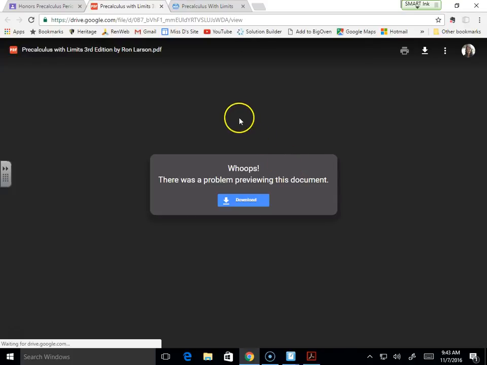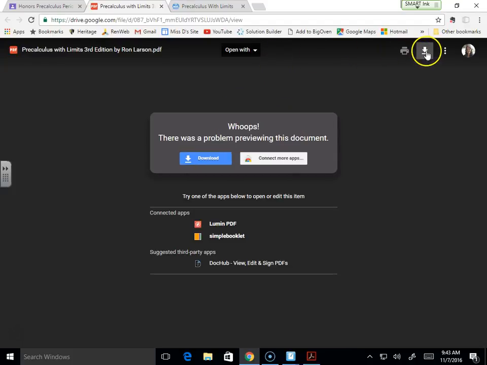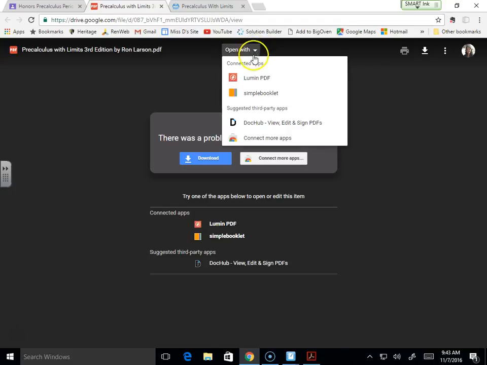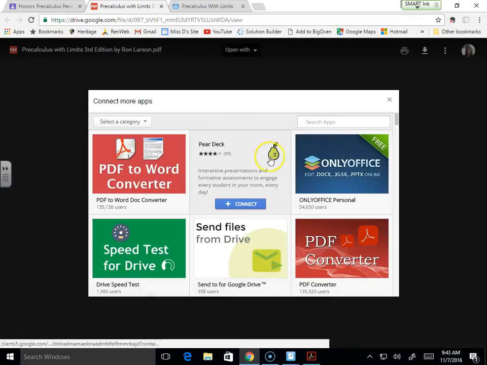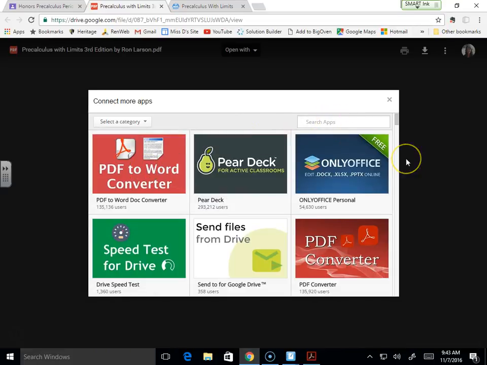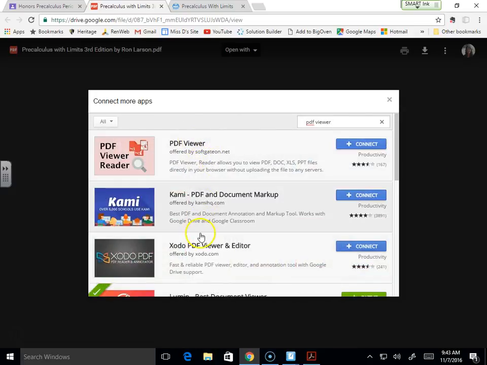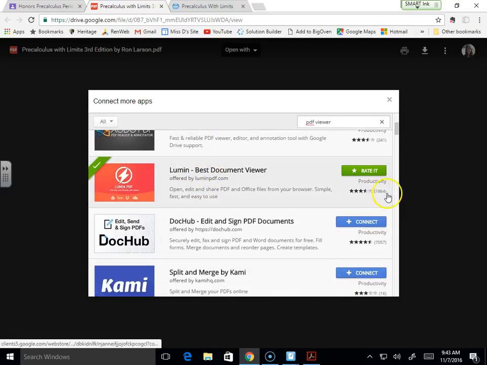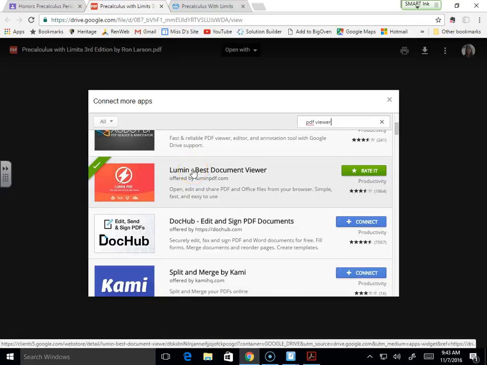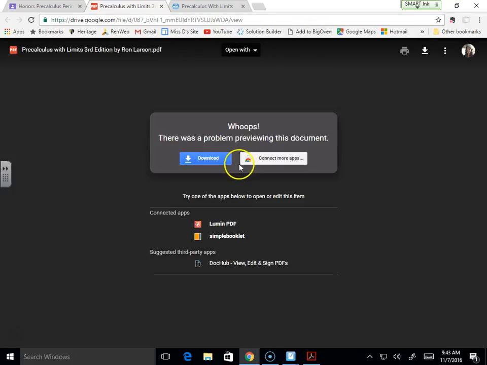Wait, so we can't access it? You could download it, or you should have some sort of open with selection. Maybe you don't have the ones that I do. Lumen PDF is a good one, but you should have the Connect More apps if you're doing it through Google Chrome. Long story short, it's too big for the computer to show you as a preview. But if you use some sort of PDF viewer, you should be able to get one that works. This one is a good one, I know it's 3.5, but it still works really well, and it's a nice way to see the book.